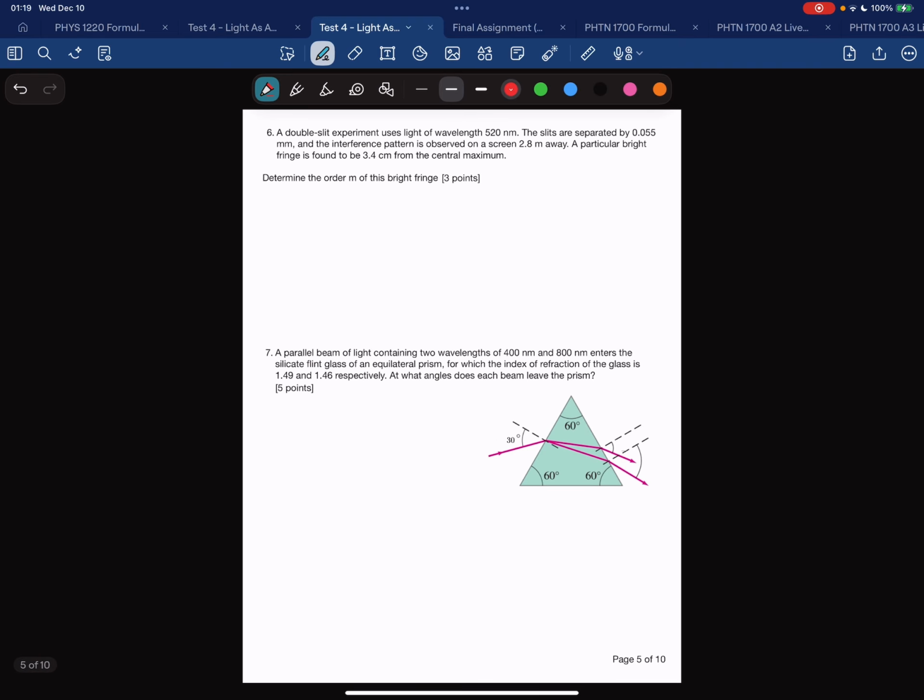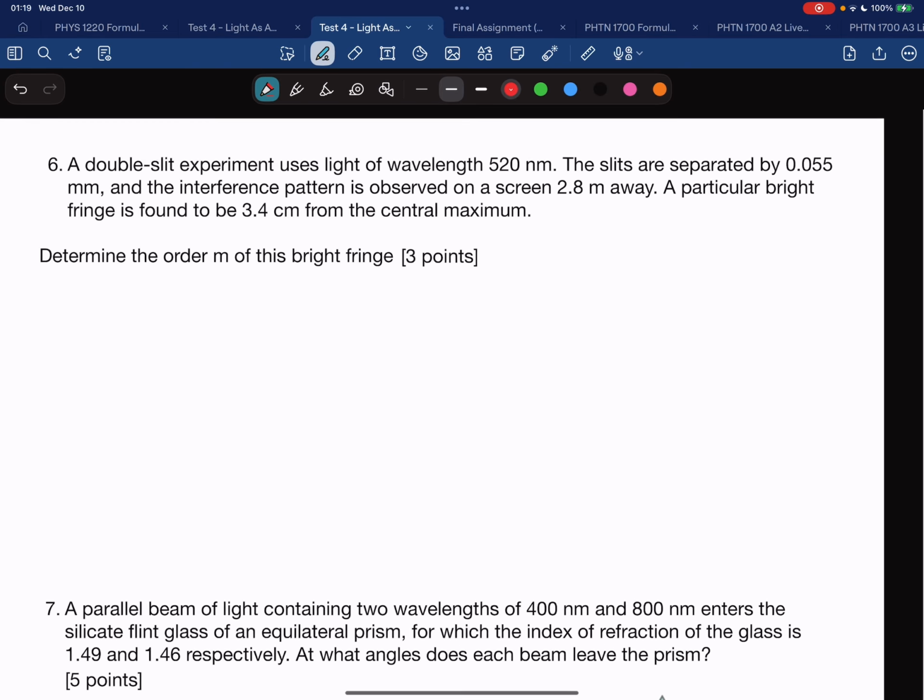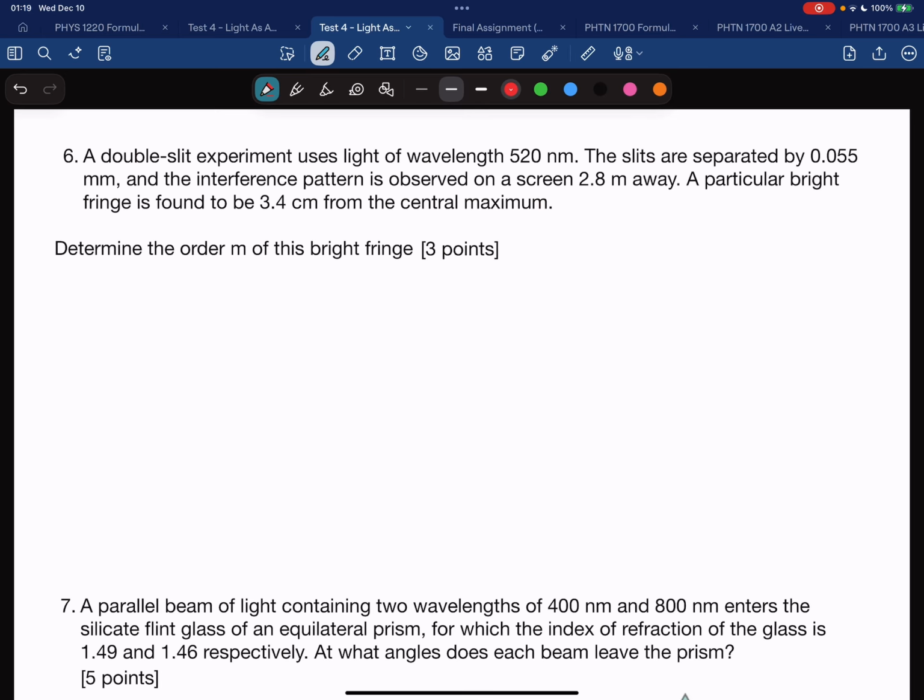Question 6. A double slit experiment uses light of wavelength 520 nanometers. The slits are separated by 0.055 millimeters, and the interference pattern is observed on a screen 2.8 meters away. A particular bright fringe is found to be 3.4 centimeters from the central maximum. Determine the order m of this bright fringe.